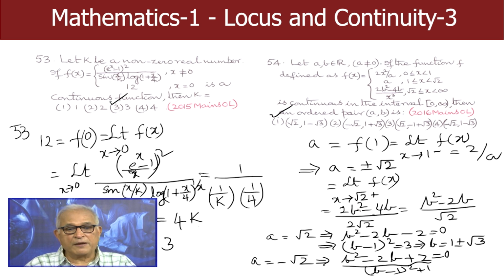b minus 1 whole square plus 1 can never be 0. It is always greater than or equal to 1. So the other value of a is ruled out. Only a must be √2. It cannot take the value minus √2.